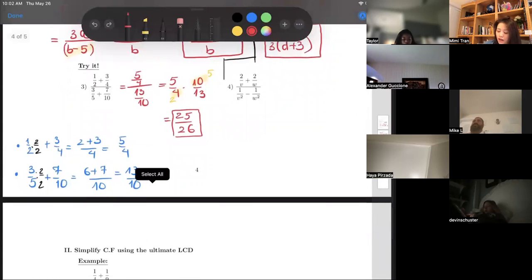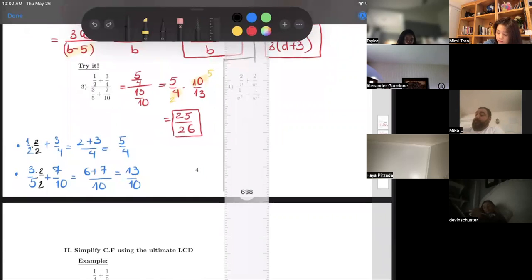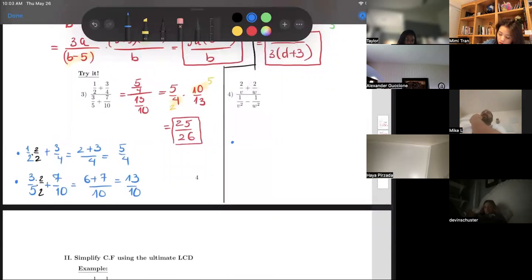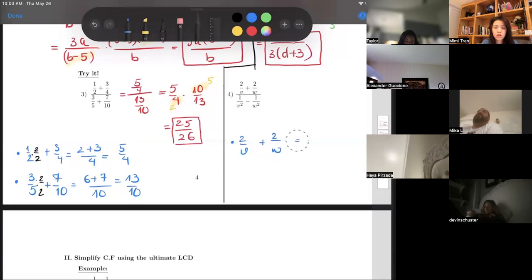Same thing with number 4. I'm going to do the same thing, breaking it into 2 parts. The first part is the top, which is 2/v plus 2/w. Someone tell me what the LCD here is? You should know by now, and this is a simple one. Come on, time is running out. What's the LCD of 2/v and 2/w?